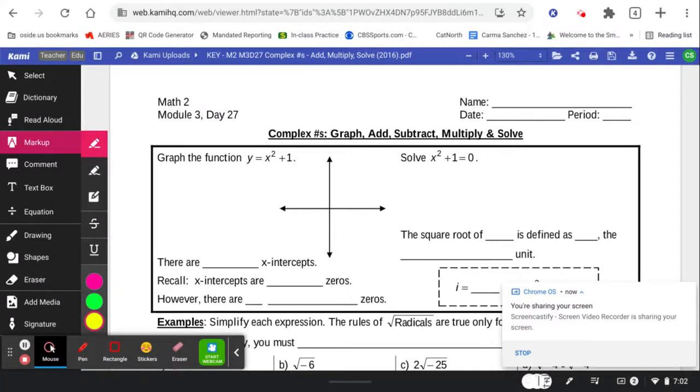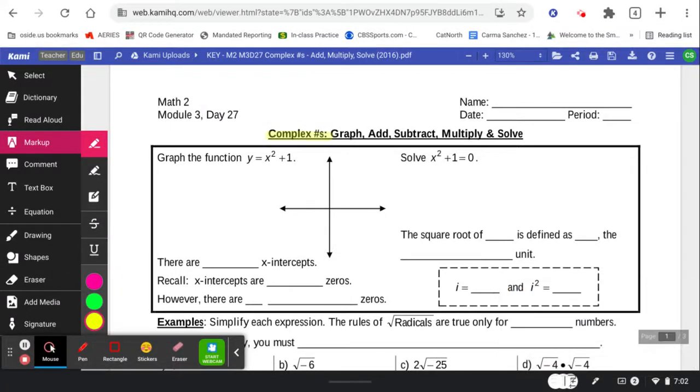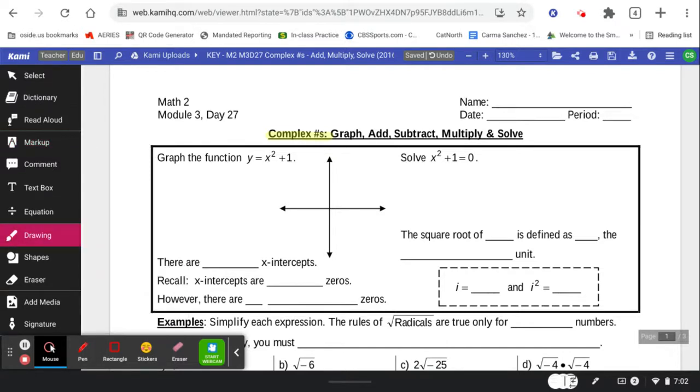Right, today in class we learned about complex numbers. We did a little practice with graphing, adding and subtracting them, multiplying and solving. We completed this page 1, and then homework was to do the other 2 pages in the packet. So in case you were absent today, here's what you missed.